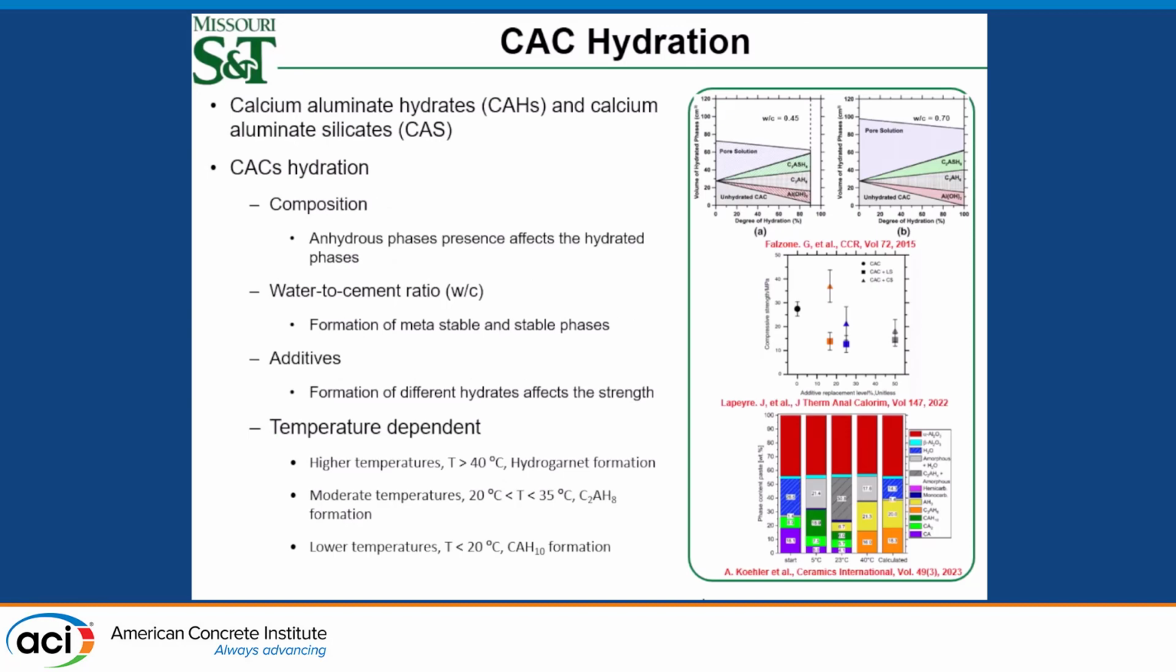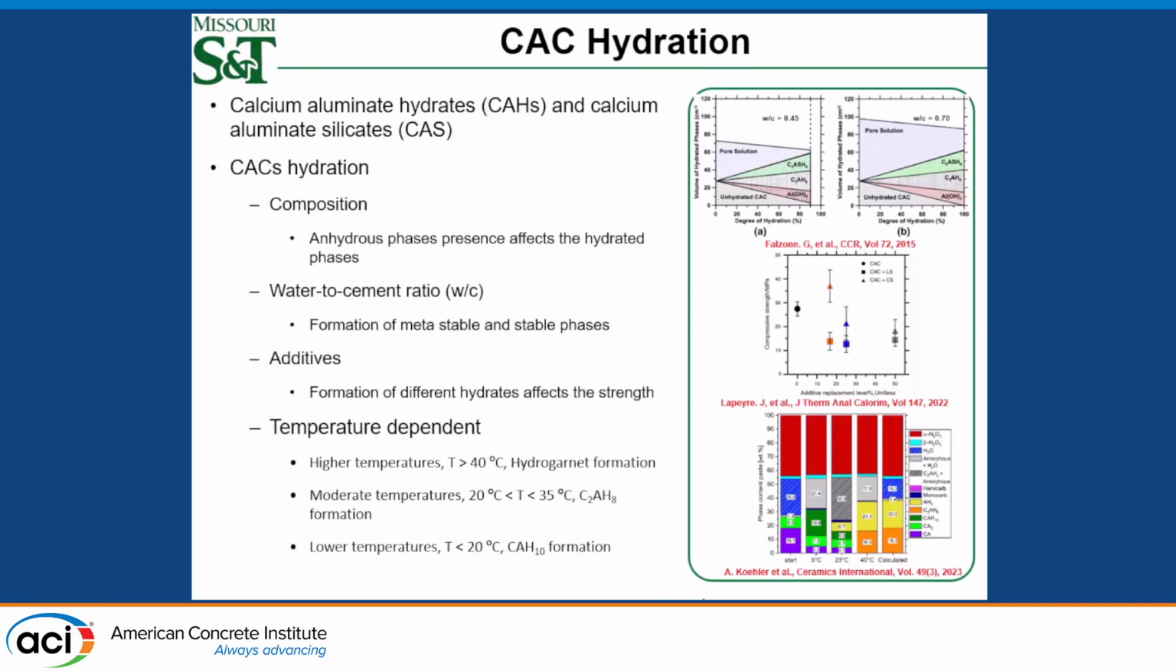Now, before going further on how CAC plus FA binders behave, we need to know the basics of CAC hydration. The products of CAC hydration are calcium aluminate hydrates and calcium aluminate silicate hydrates. There are certain parameters that affect calcium aluminate cement hydration. First one, composition. Let's say you have an anhydrous phase of CA higher than CA2, then you have more hydration products being formed at the early hours. If you have more CA2, then you have fewer hydration products.